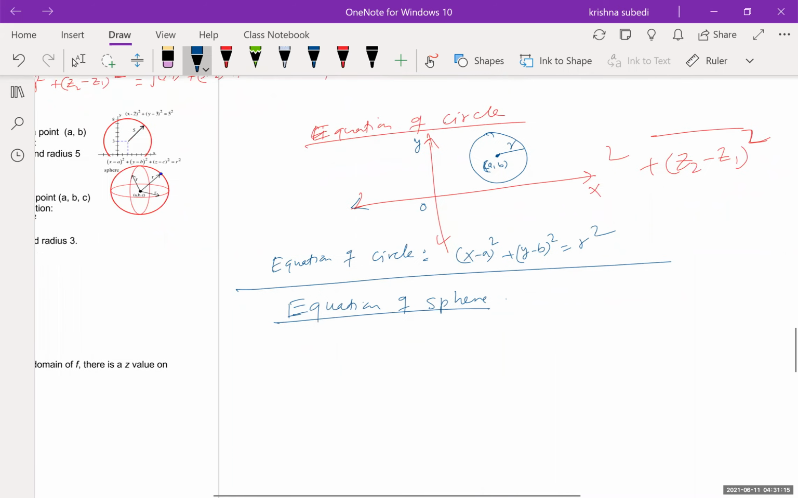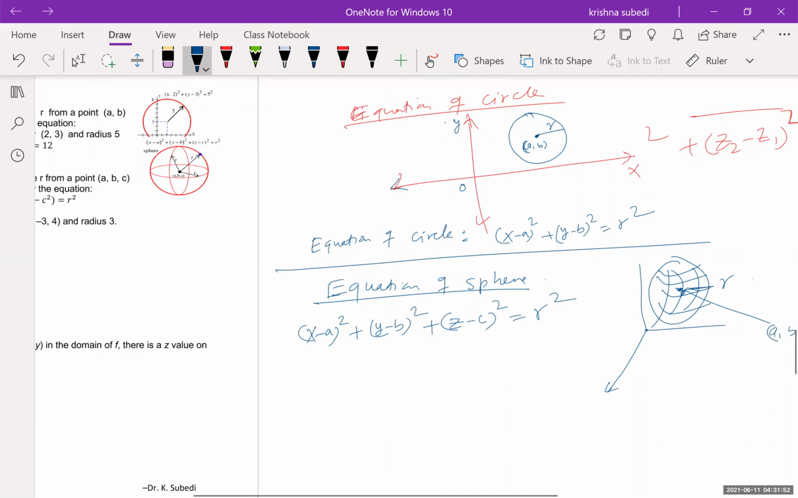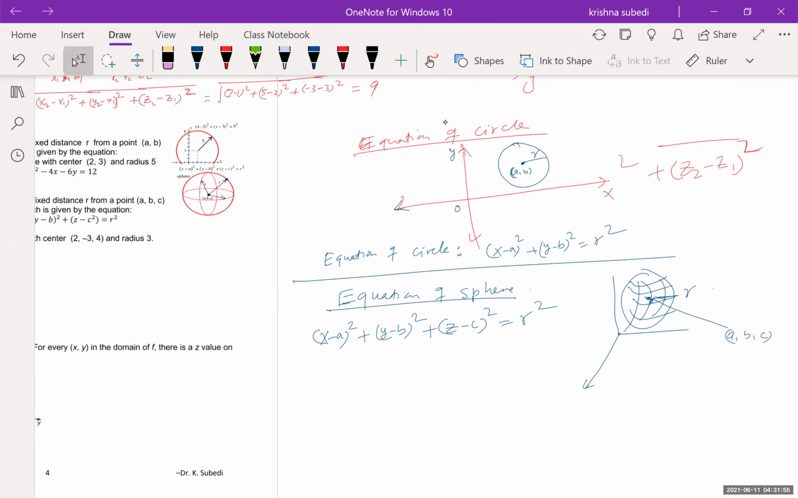is given by, same thing. Let's say a sphere is somewhere here. Okay, this is a ball, let's say, with center at A, B, C and radius R. Then the equation of a sphere can be written as x minus a square plus y minus b square plus z minus c square equals r square. That is the equation of a sphere. Okay, in 2D and 3D, the sphere will be in 3D.